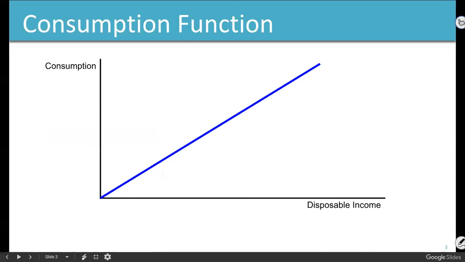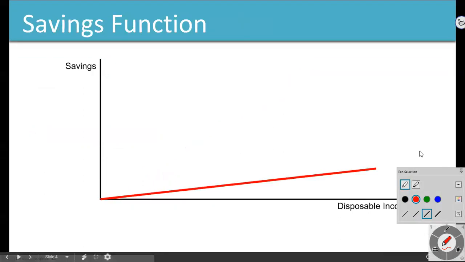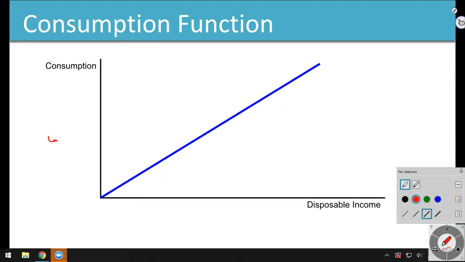So if you were to graph what our consumption looks like compared to our disposable income, it's gonna be pretty darn close to a 45-degree line. I'm so mad that my marker isn't working. Drawing on here. Woohoo! Okay, so because we spend most all of our paycheck, right?